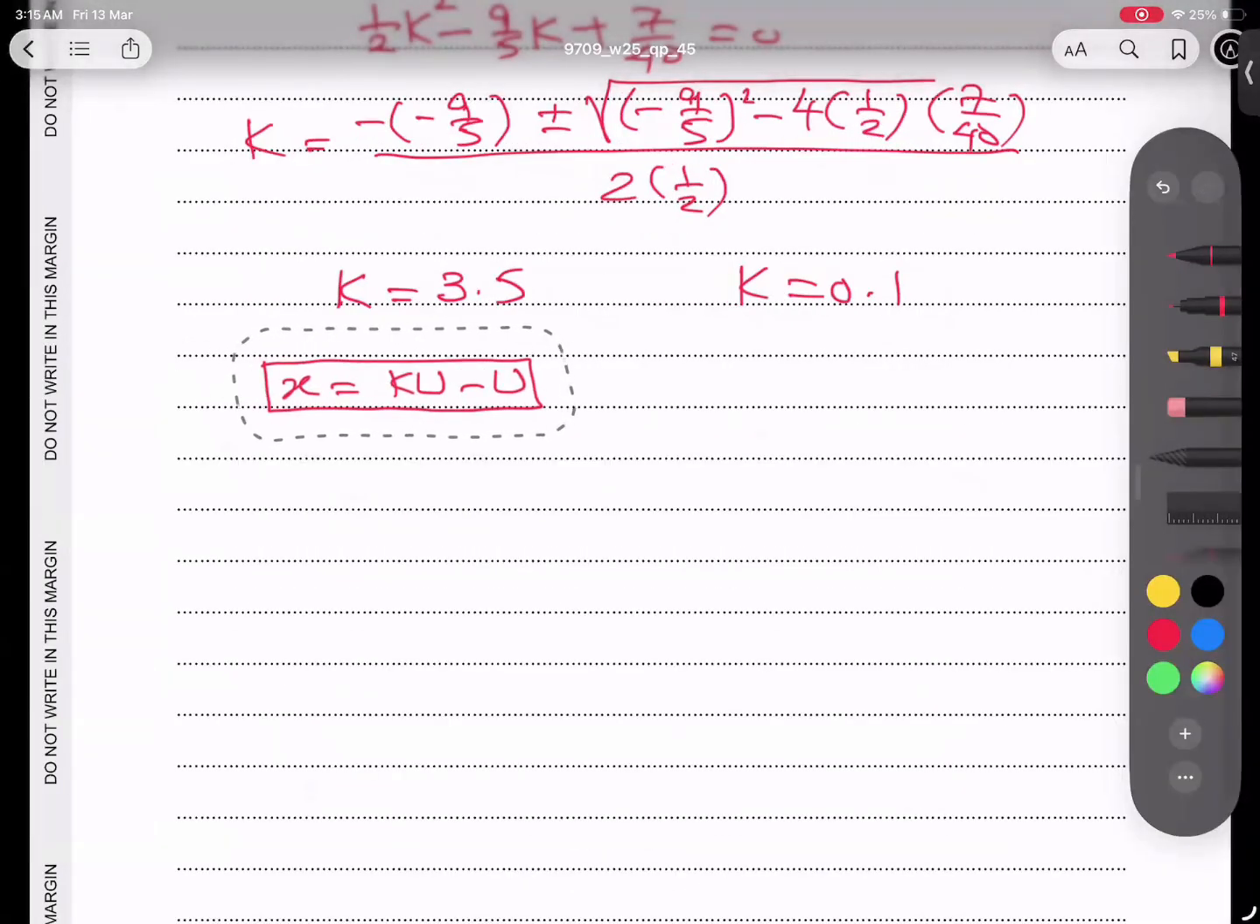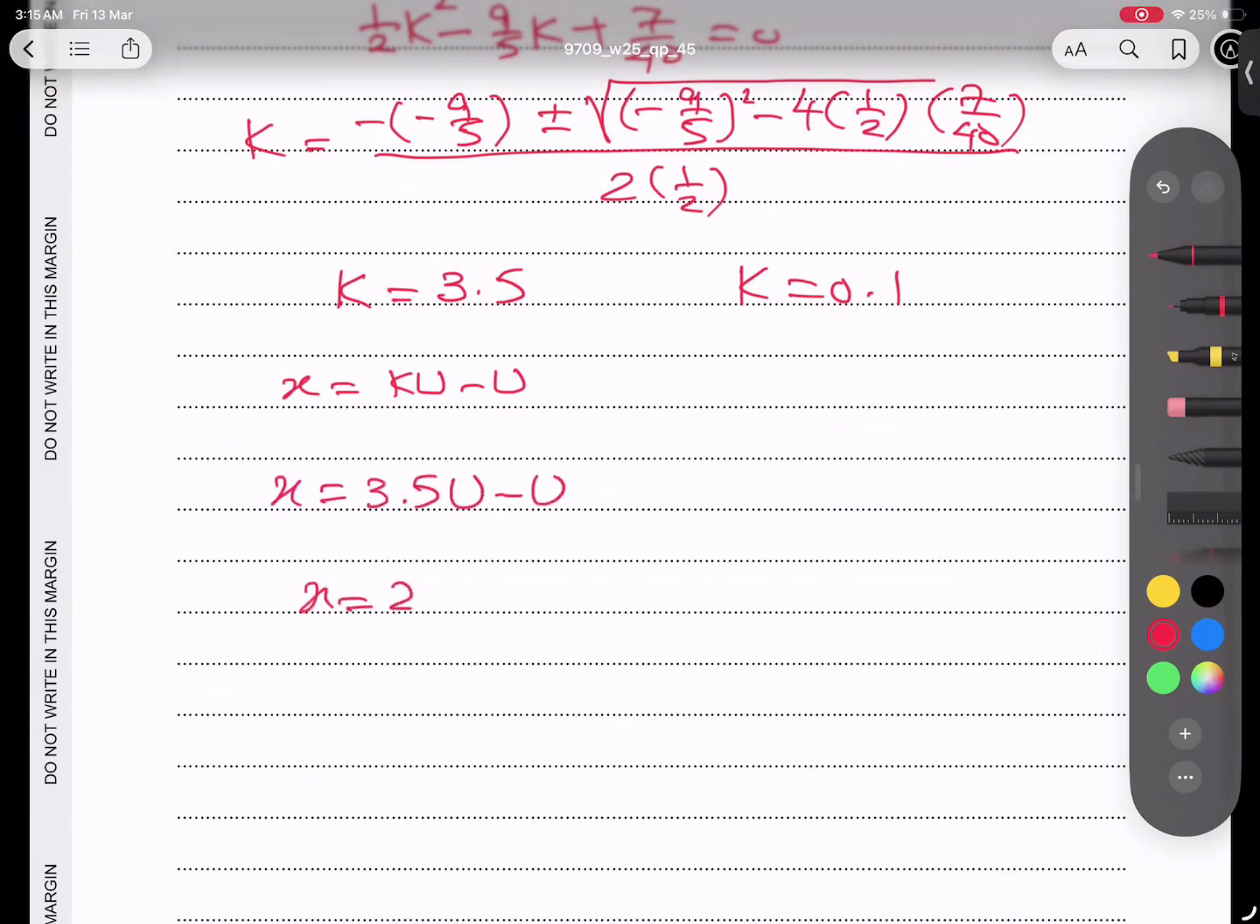Okay, now I'm going to plug in this k value here. So when I put the k value here, students, let's find what answer I get after typing in the calculator. When I type it here, 3.5u minus u turns out to be 2.5u. And this is my answer, meters per second.